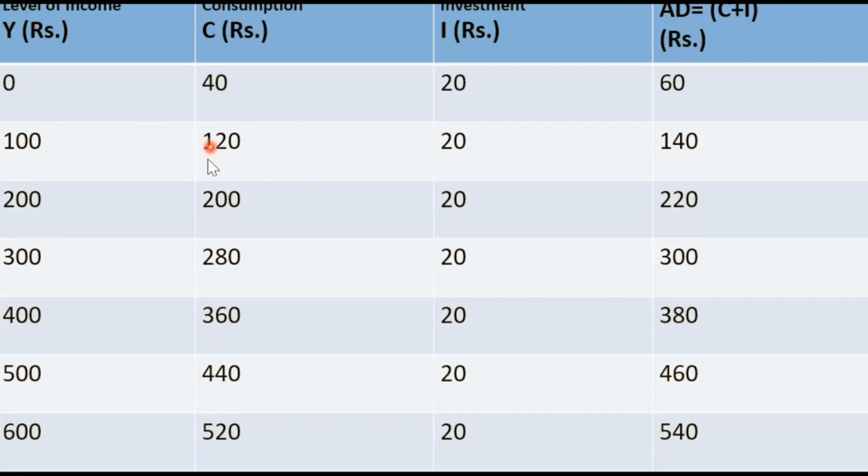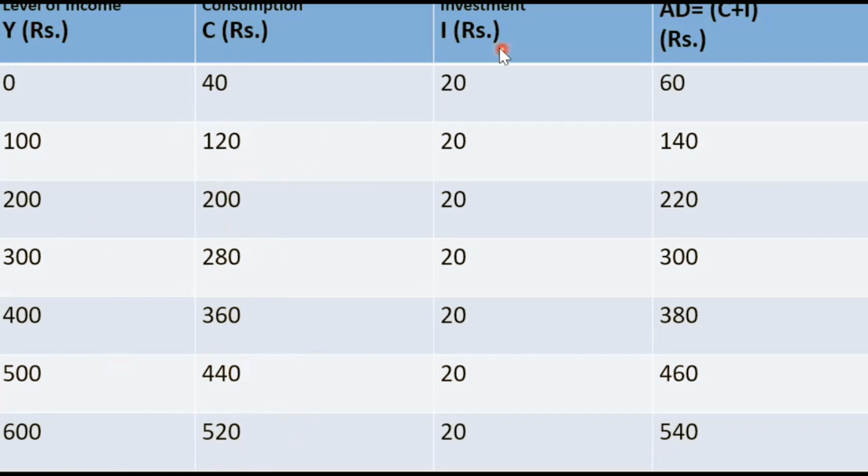So 40 plus 80 is 120. I have taken this 80 as the constant increase in consumption. So you can see that 40 plus 80 is 120, 120 plus 80 is 200, 200 plus 80, 280. 280 plus 80, 360. 360 plus 80, 440. And at last, 440 plus 80, 520. So we can see that when income is increasing, consumption also is increasing.